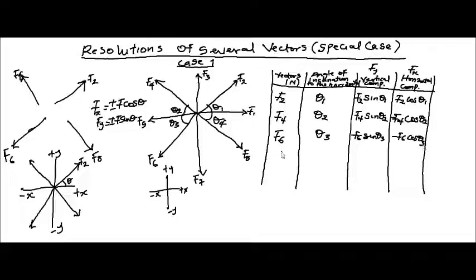Now the next one is f8. The vector here is f8. What's the angle of inclination? That's theta 4. It has components on positive x and negative y. So the y here is negative, so it will be minus f8 sine theta 4. And x is positive here, so it will be f8 cos theta 4.